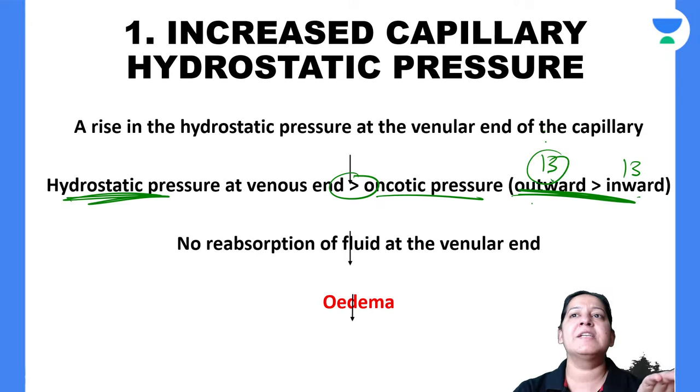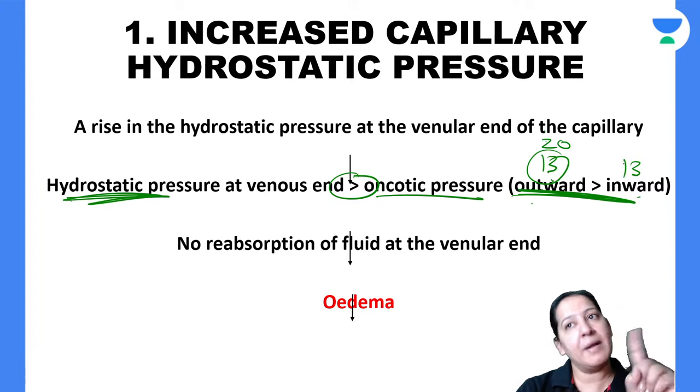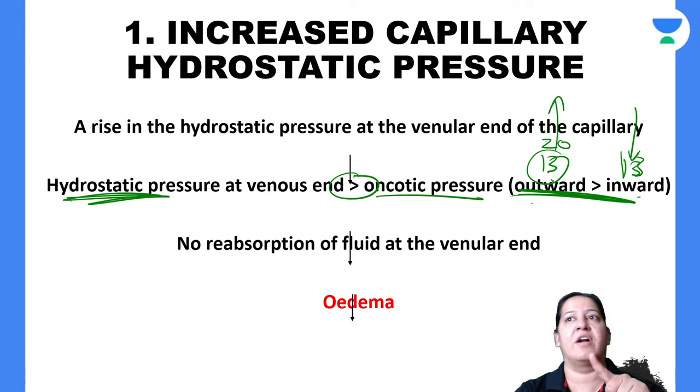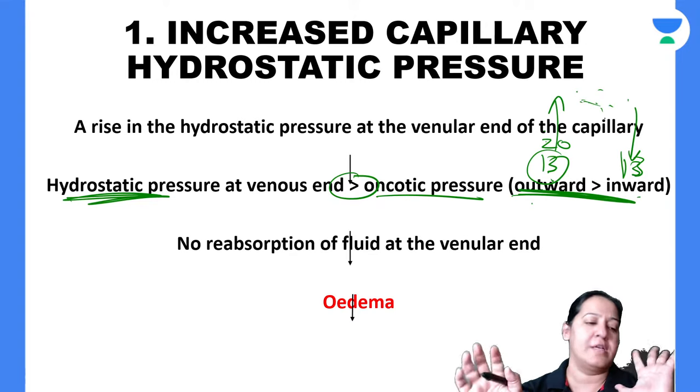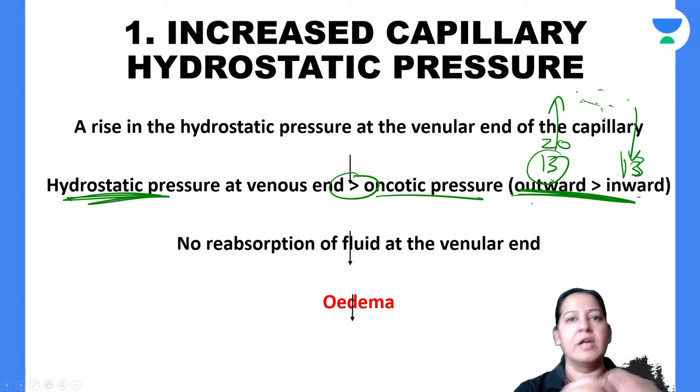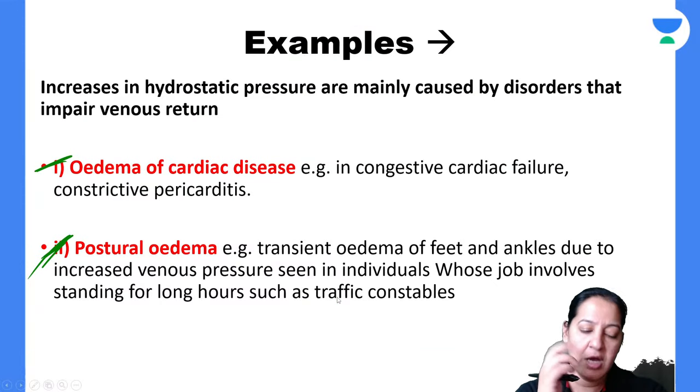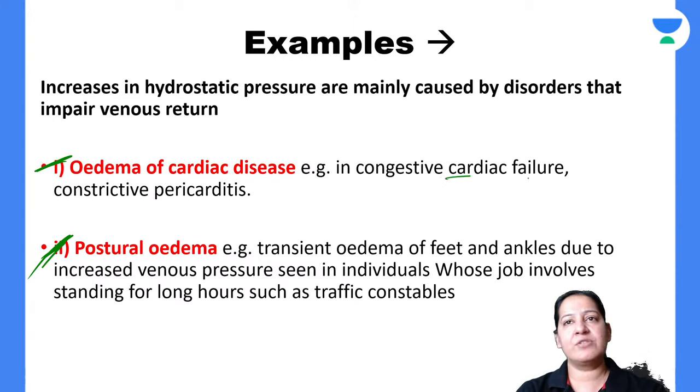But I am saying outward is more. Instead of 13, it is 15, it is 20, whatever it is. But inward is the same. So it is not balanced. So fluid is coming out with 20 but going back with 13. So the remaining fluid is accumulated. So that is leading to edema. Have you got it? Now tell me the 2 reasons why hydrostatic pressure is increased. So first is heart failure. The first reason is heart failure.